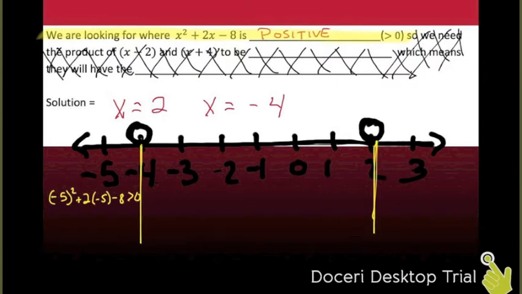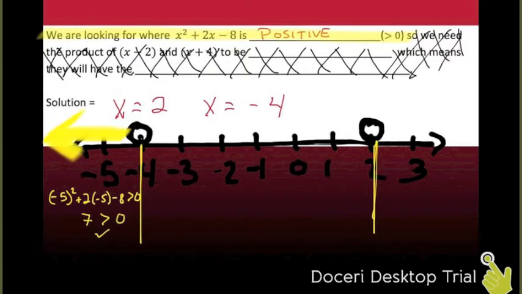Well, you can actually plug that whole thing right there into your calculator, and it will give you back an answer of 7. So is 7 greater than 0? Yes, it is. So we want to shade that area, making sure you have your arrow.